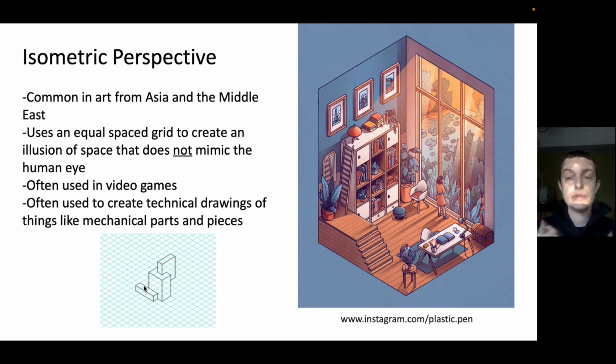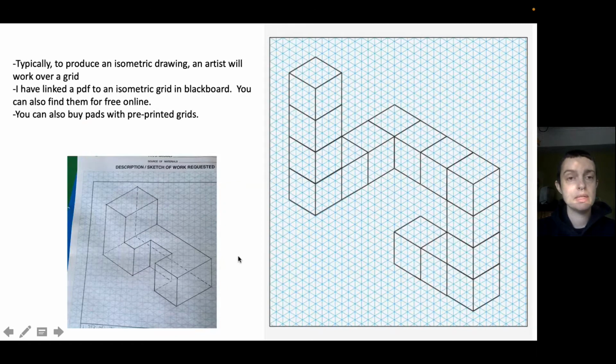It's also often used in video games or in things like technical drawings of engines and mechanical parts and stuff like that. I have on the right just an example from an artist from Instagram that I thought was doing a great job using isometric perspective in this illustration. So typically, when creating an isometric perspective drawing, an artist will just work directly on top of a grid. And I have linked a PDF grid in Blackboard for you to go ahead and print out if you choose to work with an isometric grid.